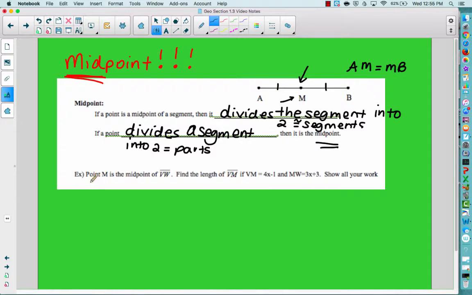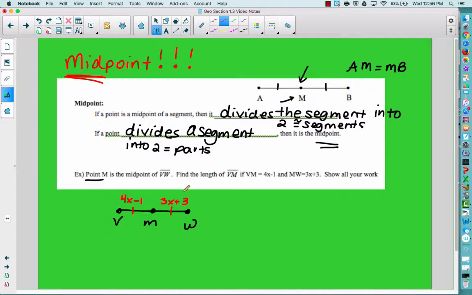Well, let's look at the example. Point M is the midpoint of segment VW. It wants us to find the length of VM if VM equals 4x minus 1 and MW, the distance, equals 3x plus 3. Show all your work, it says. When we don't have a diagram, I said in the last video you want to draw one. So I'm going to draw a segment VW. And as soon as I know that M is the midpoint, I'm going to put an M in it. I'm going to mark the two parts congruent. Then it told me that VM was 4x minus 1, so I'm going to label 4x minus 1. And it said that MW was 3x plus 3.